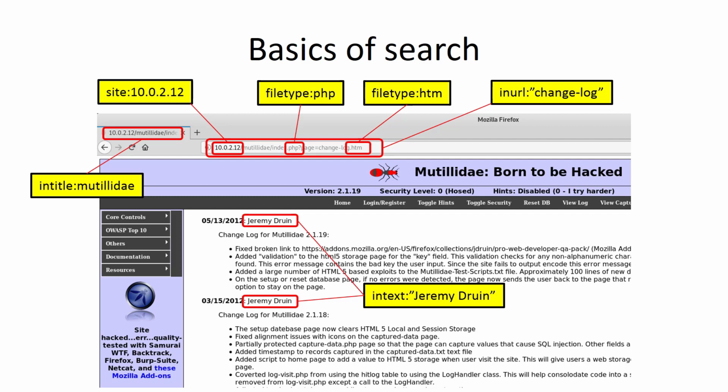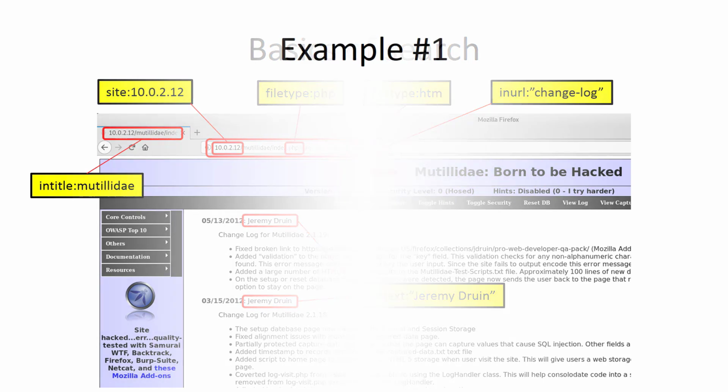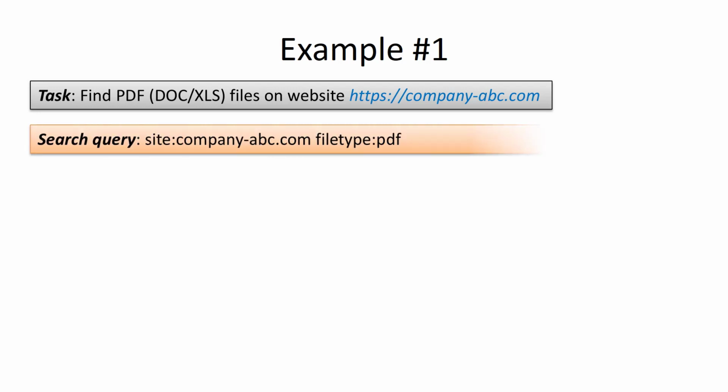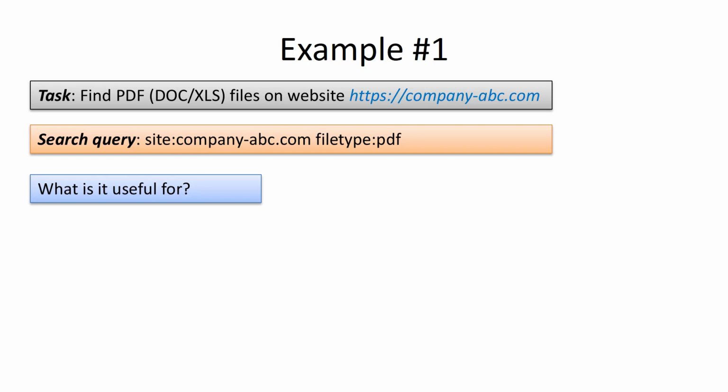Now let's try to consider some practical examples. Let's imagine that we need to find PDF files on this website. What query is the most suitable? In this query we use the two operators, site and file type. Okay, we found the list of files of the company. So what? What can we do with given information?